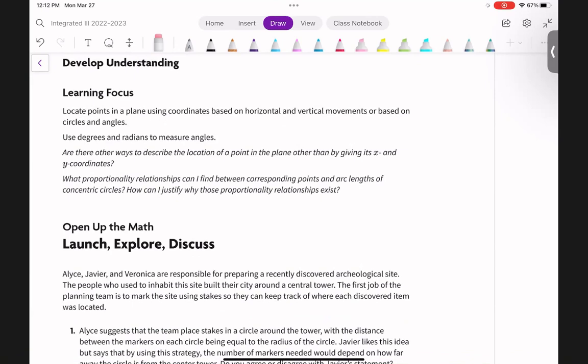And then, are there other ways to describe the location of a point in the plane other than just by giving its x and y axes? And then what proportionality relationships can I find between corresponding points and arc lengths of concentric circles? And how can I justify why these proportionality relationships exist? So, just a couple of things really quick. Concentric means circles that have the same center, hence the word concentric, with the same center.